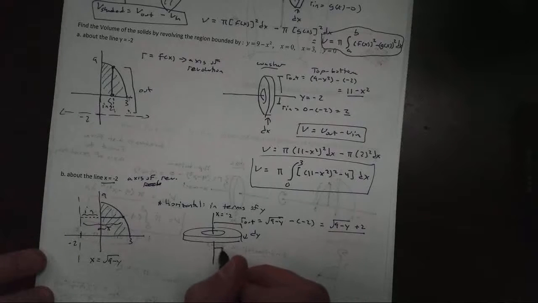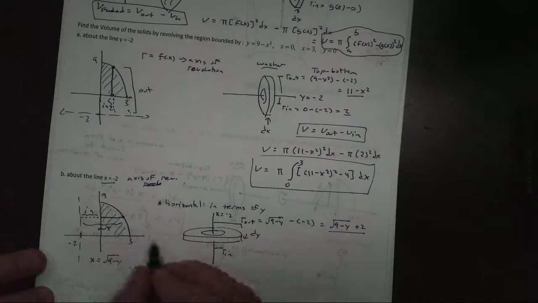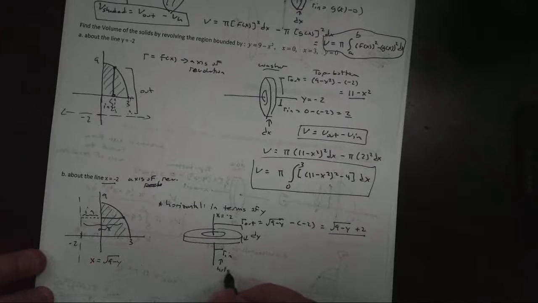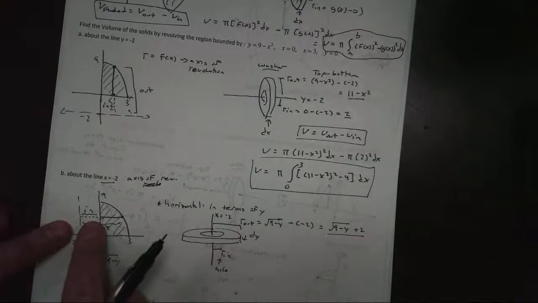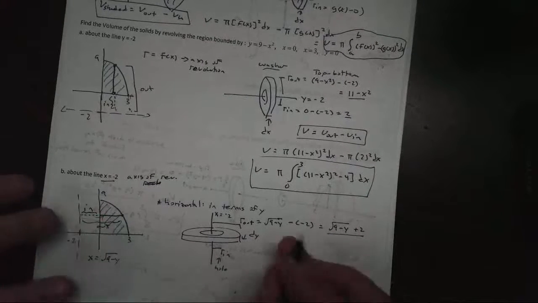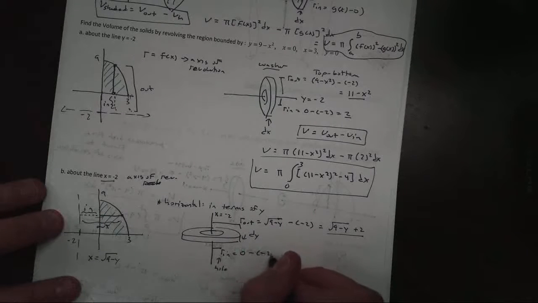There's my inside. To get the radius of the inside, remember, that's my hole. That's the hole right there, the radius of my hole. Right minus left again, but this time right is at 0. So it's 0 minus a -2. That makes this one really hard. A lot of people miss that. They forget the 0.